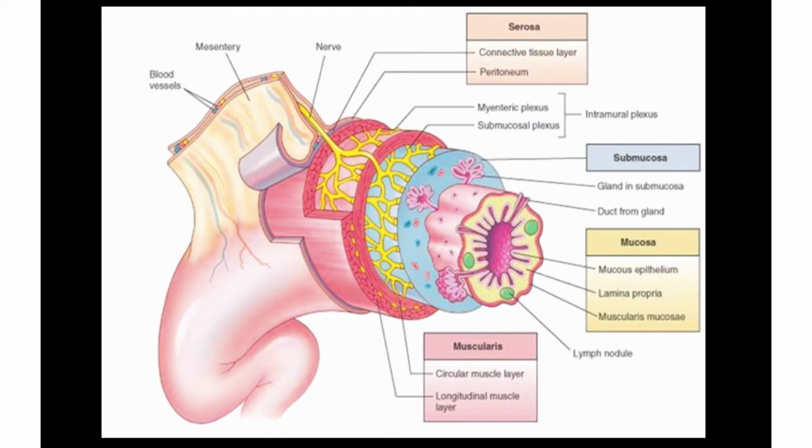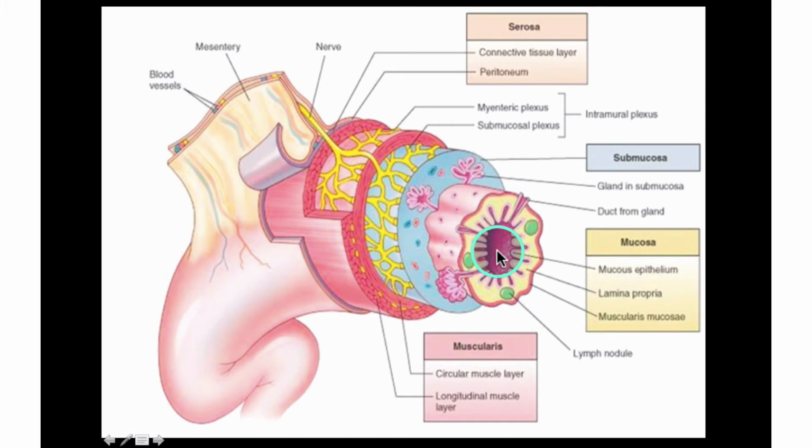So the innermost part is the mucosa. The outermost part is the serosa. So we have mucosa, submucosa, muscularis externa, and serosa. Here is the mucosa right here in pink, yellow, and then another pink layer towards the interior. The most interior layer is the one facing the lumen, and this is the lumen right here.